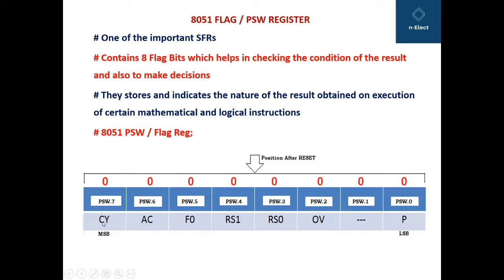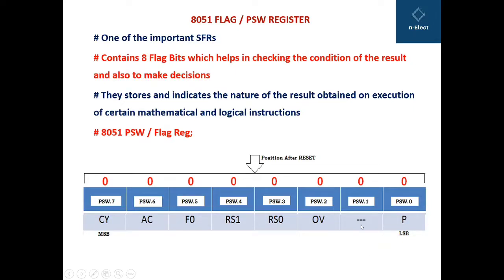Here, when the carry is generated, the carry flag gets set. Auxiliary carry flag generally occurs when two 8-bit binary numbers are added. So when two 8-bit binary numbers are added and if the carry is generated at the D3 bit, then it is called an auxiliary carry.